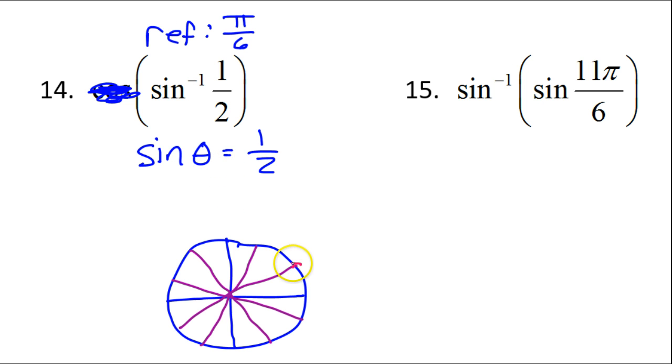Now, these are the 4 positions that will give me some sort of a 1/2, because they all have a reference angle of pi over 6. But we need the 2 that will give us a positive. Sine is positive here and here, so those are the 2 that I need. So that's pi over 6, and it is, let's see, 2, 3, 4, 5 pi over 6.